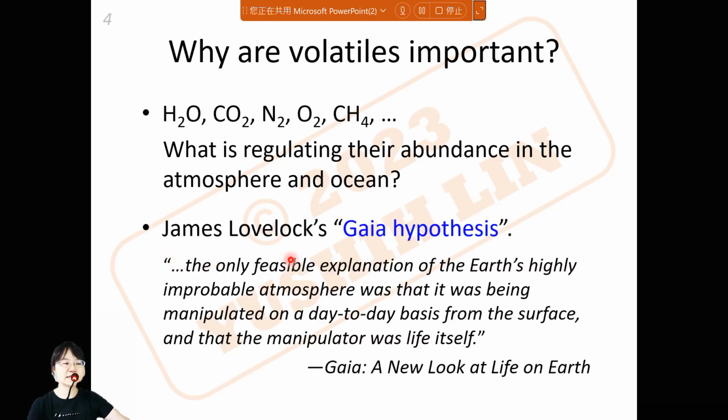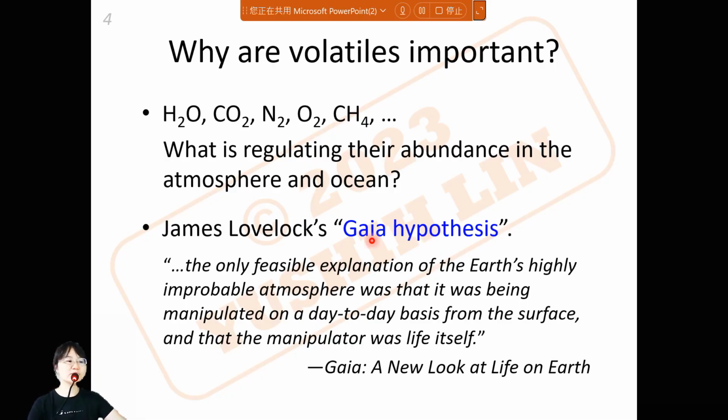I would like to cite a paragraph in James Lovelock's book, Gaia Hypothesis. I like this book a lot, but I think today it's somehow difficult to find the Chinese version of this book, 盖亚大地之母. I will highly recommend you to read this book.